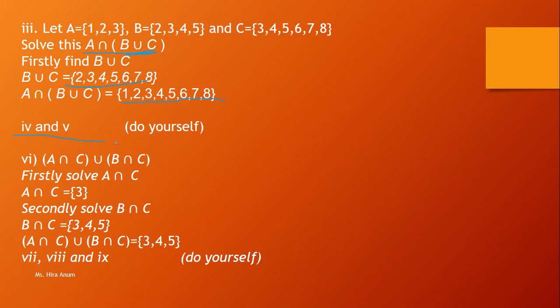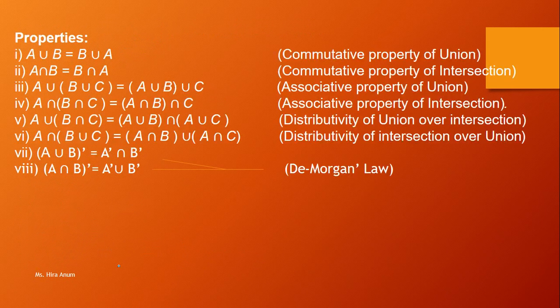4 and 5 do yourself, and 6: A intersection C union B intersection C. A intersection C equals 3. Secondly B intersection C will be this. Then take the union between them. It will be the answer this. 7, 8, 9 do yourself.